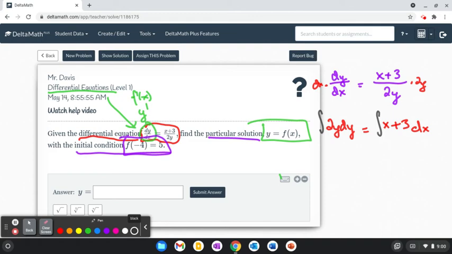On the left side, we're integrating with respect to y. So we add 1 and divide. That becomes 2 over 2, or just 1 y squared. And for right now, I'm going to go ahead and write plus c.